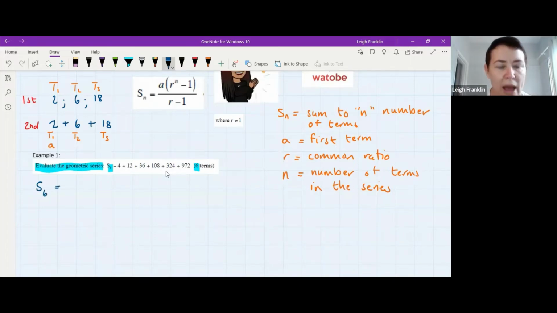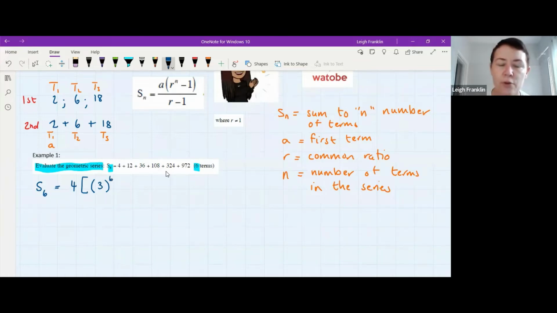Sn is equal to A, and in this case, A is equal to 4, open brackets. R is, so in this case, it could be term 6 divided by term 5, or term 5 divided by term 4. Right, so the easiest way for you to work it out is with the smaller numbers, isn't it? So we know that 12 divided by 4 is 3, or 36 divided by 12 is 3. So R is equal to 3 in this case, to the power of 6.